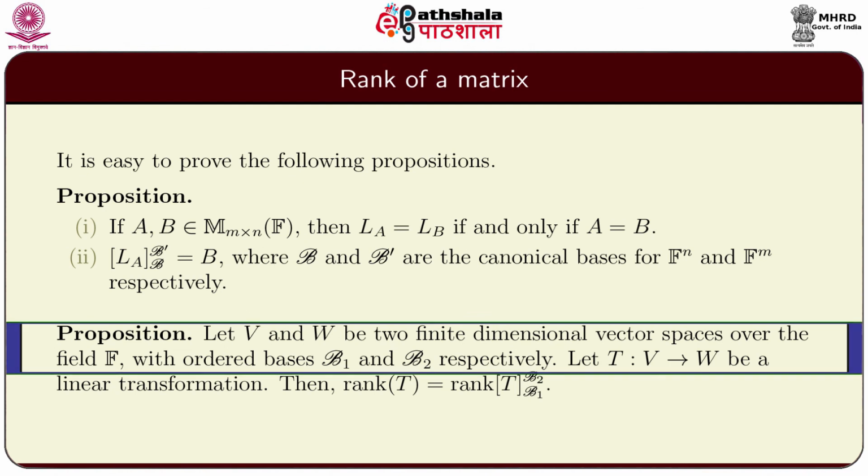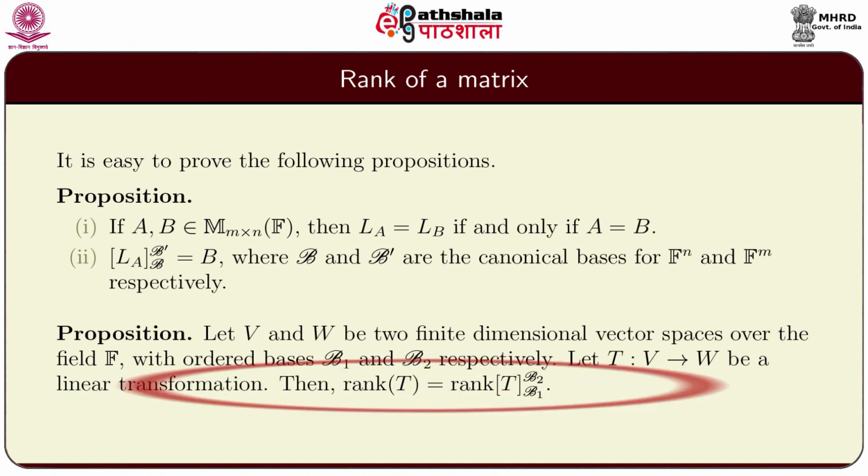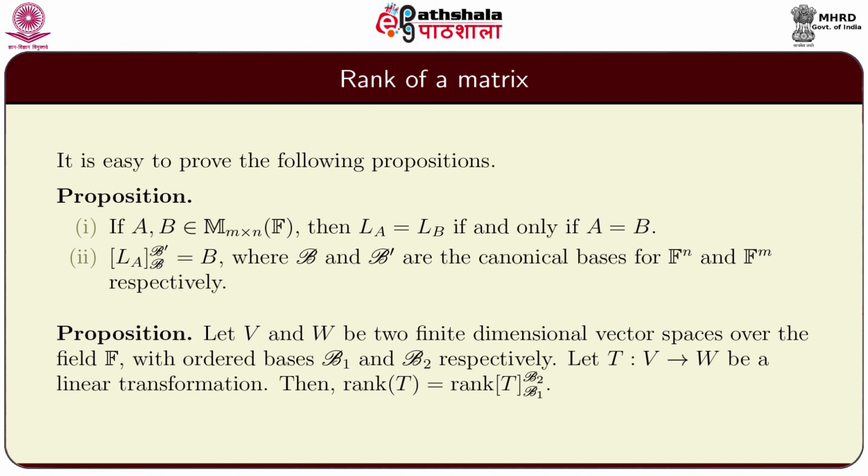And the next proposition says that if V and W are two finite dimensional vector spaces over the field F with ordered bases B1 and B2 respectively, if T from V to W is a linear transformation, then rank of the linear transformation T is the same as the rank of the matrix [T] from B1 to B2, that is the matrix representation of the linear transformation T with respect to the chosen bases B1, B2. So, this also follows from the definition of rank.